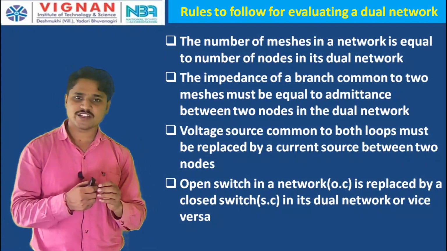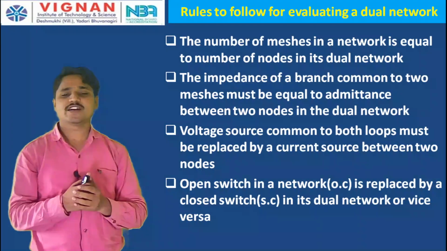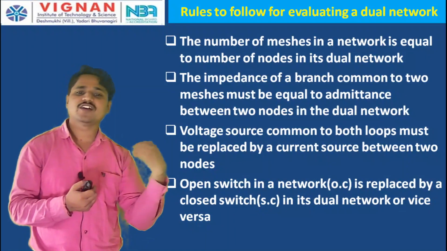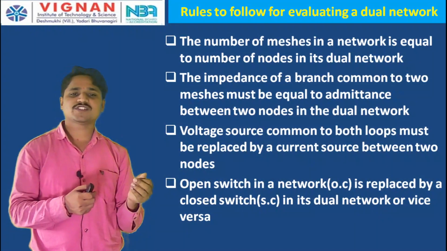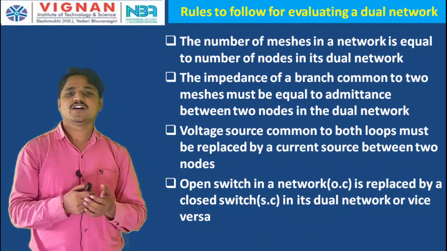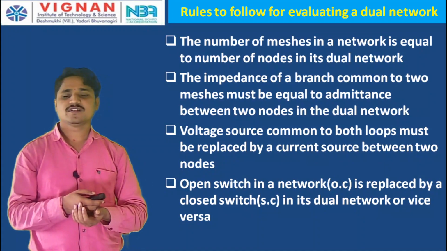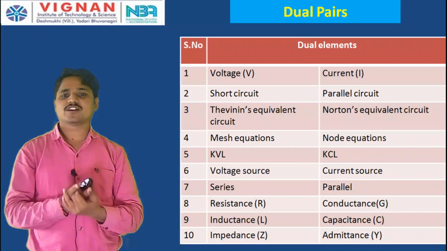Now, a short circuit in the given network can be replaced by an open circuit in its dual network. An open circuit in the given network can be replaced by a short circuit in its dual network. That is, an open switch is replaced by a closed switch and vice versa. A closed switch is replaced by an open switch, like that. So, what are the dual pairs?